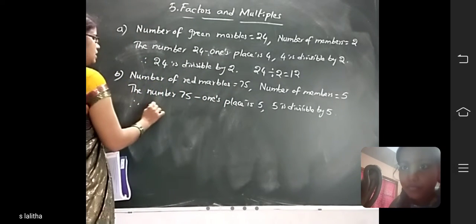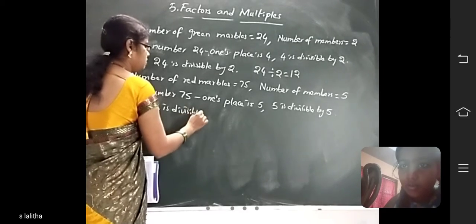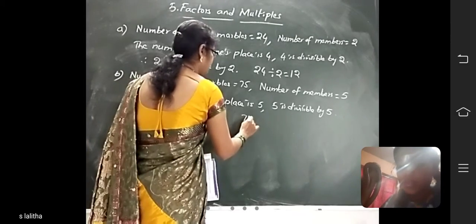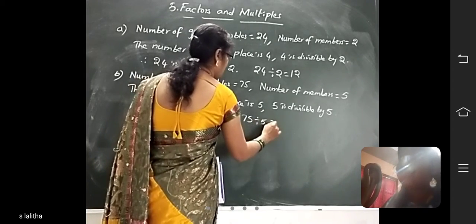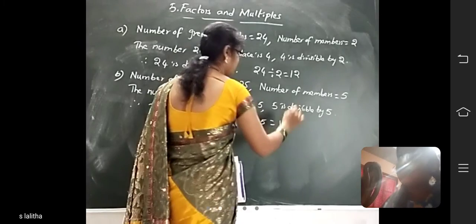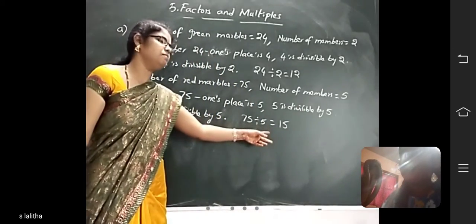Therefore 75 is divisible by 5. Okay. So 75 divided by 5. How many times? 5 ones are 5. 2 is remaining. 5 5s are 25. 15 times. So each one got how many marbles?